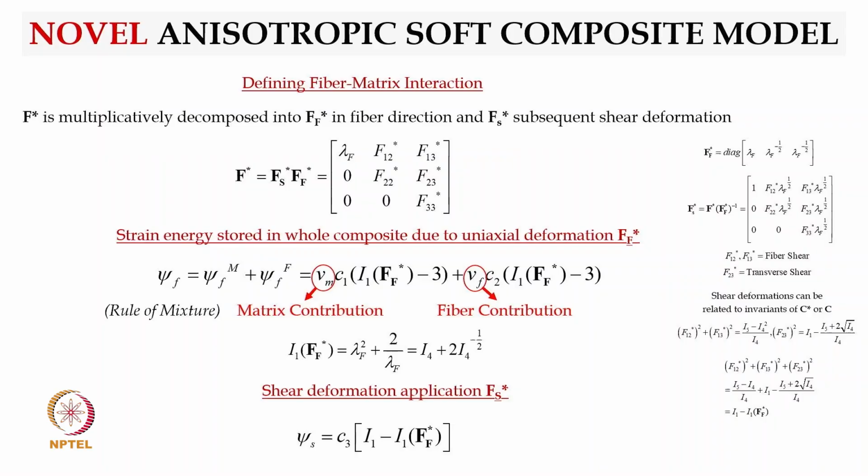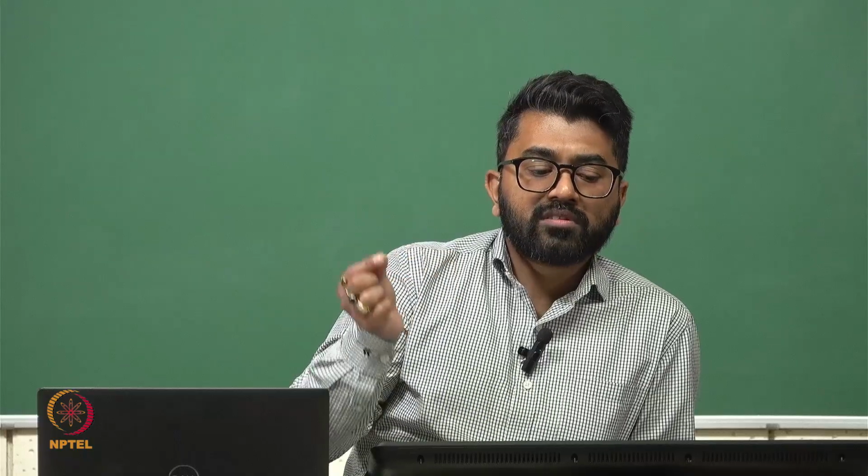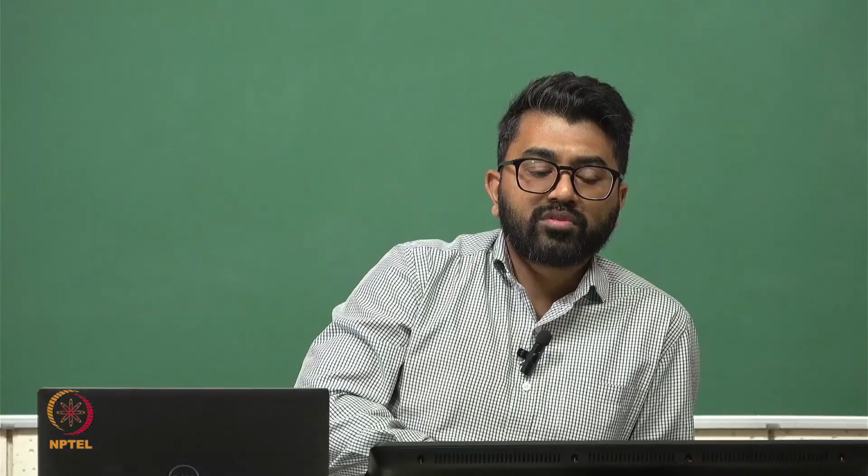This is given as psi f, which is the fiber component of the strain energy density function, given by psi f due to the matrix and psi f due to the fibers. What is this exactly? The overall energy stored in the fibers is due to the contribution of the matrix based energy on the fibers and the fiber based energy on the fibers, right? That's just the interaction model.